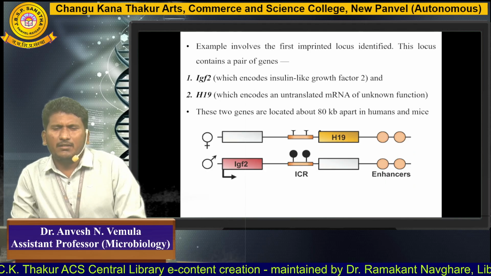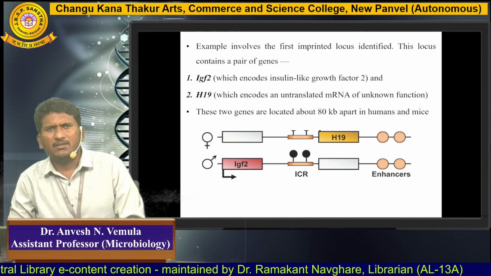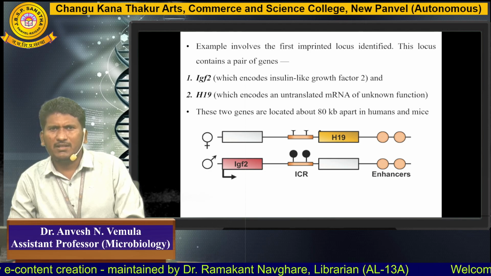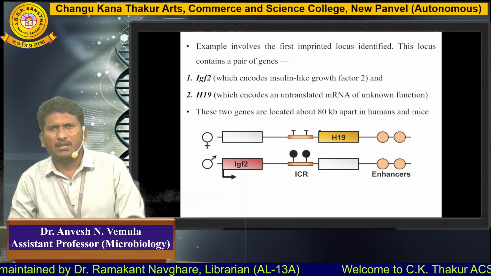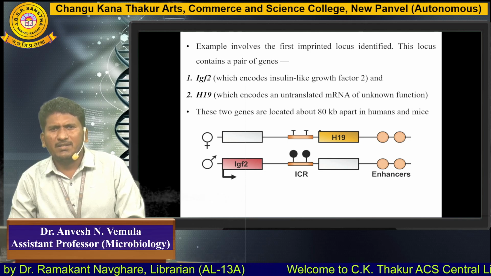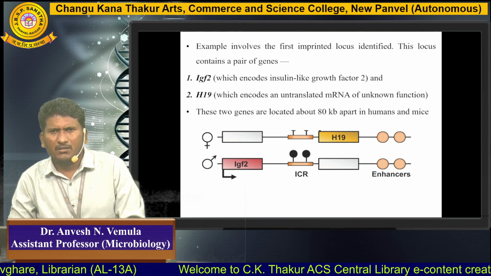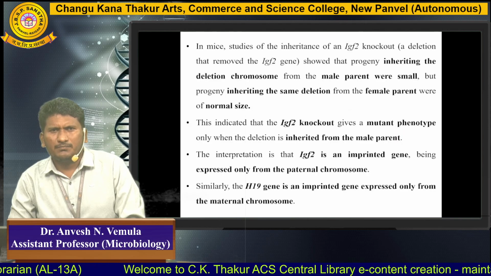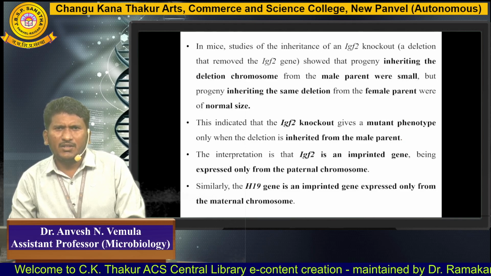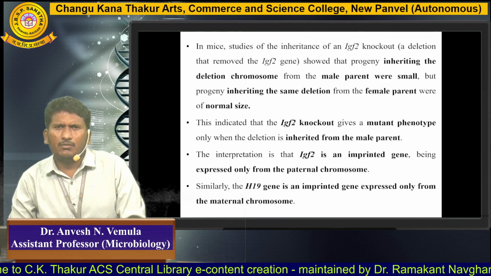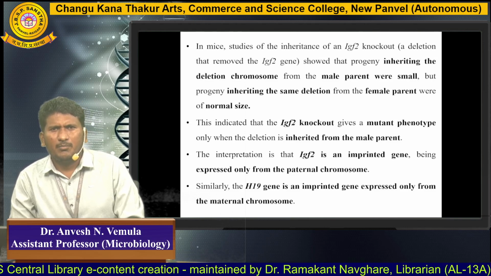Let us study genomic imprinting with the example of two different genes. One is IGF2, which encodes insulin-like growth factor 2, and the other is H19, which encodes an untranslated mRNA of unknown function. You can see the location of the two genes at two different loci on a particular chromosome. IGF2 is an insulin-like growth factor, which is inherited from the male parent.